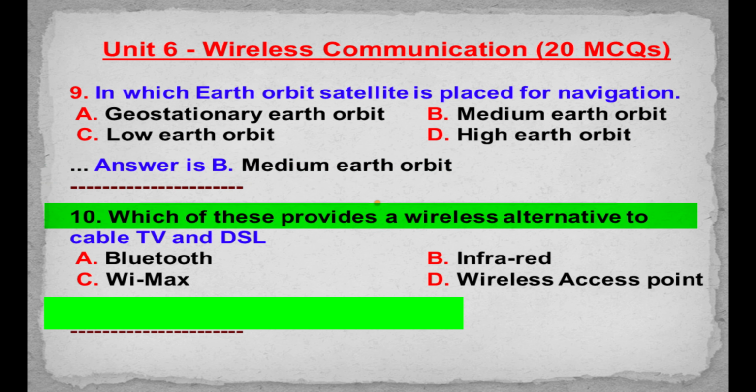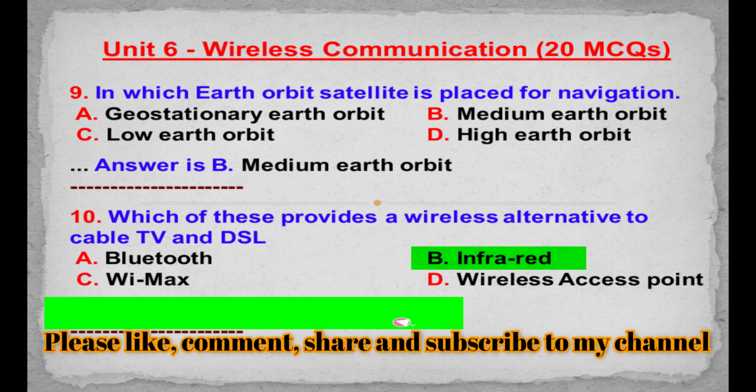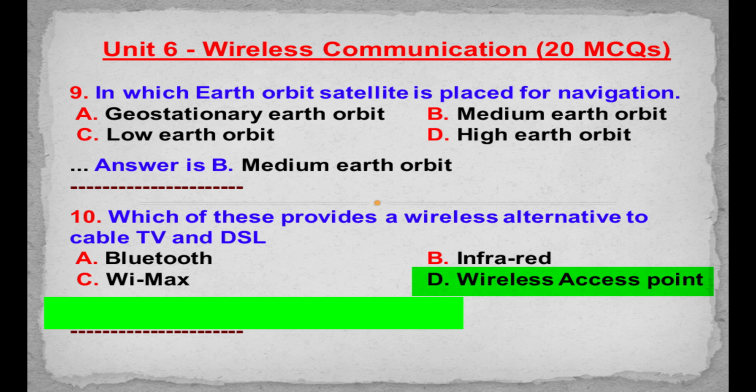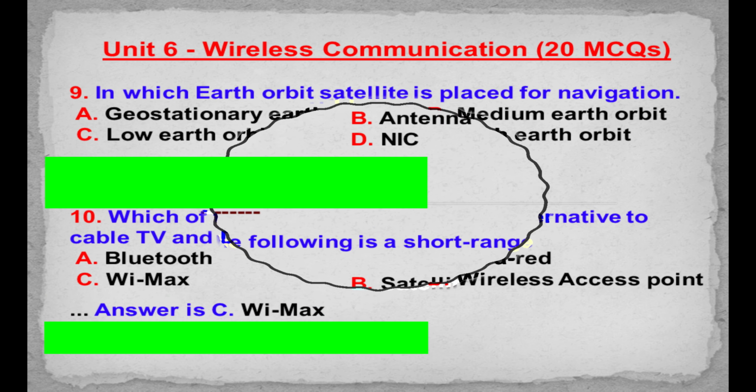MCQs number 10. Which of these provides a wireless alternative to cable TV and DSL? Option A, Bluetooth. Option B, infrared. Option C, WiMAX. Option D, wireless access point. Correct answer is option C, WiMAX.